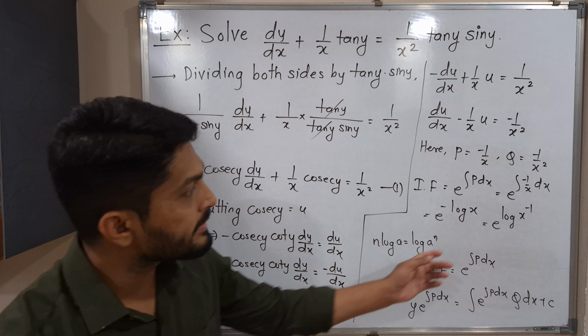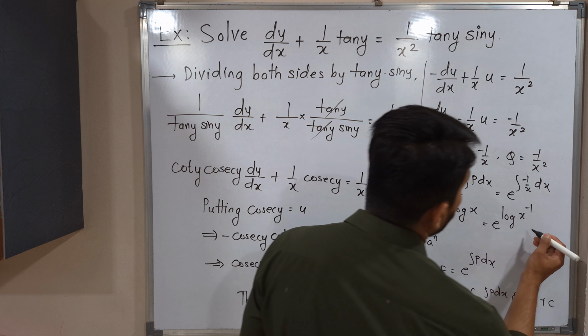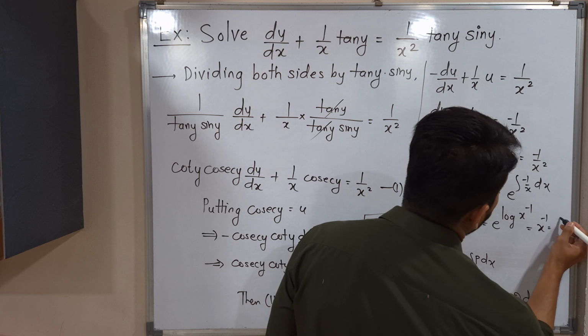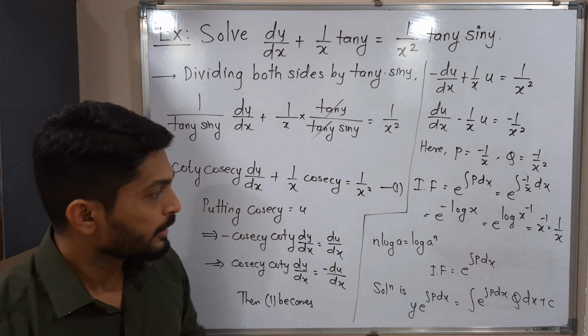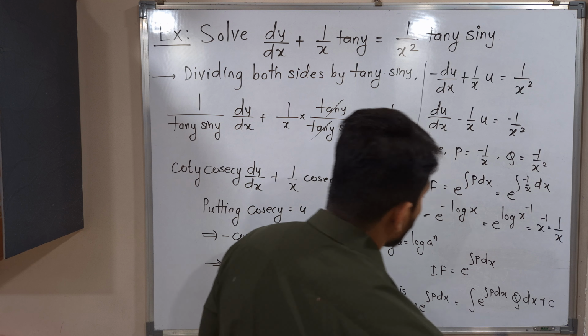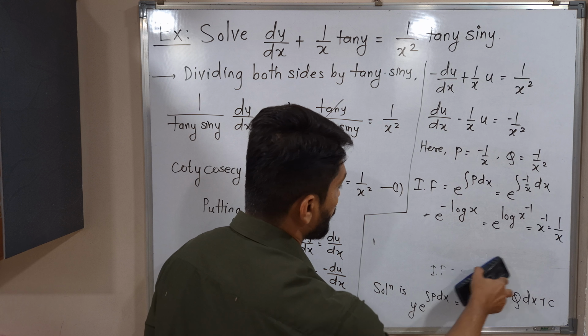Now the barrier is removed and e and log will get cancelled to each other, and you will have simply x raised to minus 1. It is nothing but 1 by x. So my integrating factor is 1 by x. This first step is over, and now we are just one step away from the final answer.